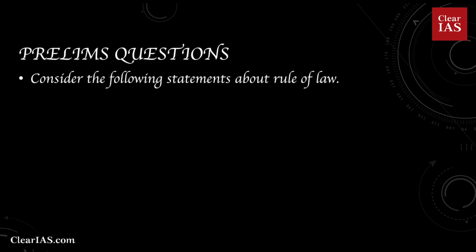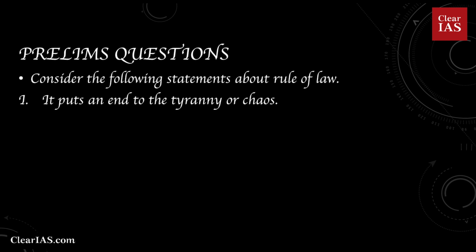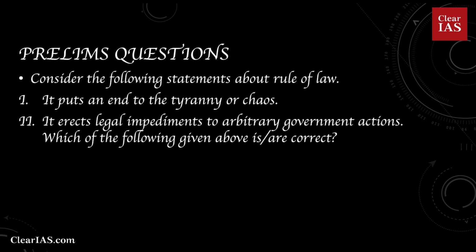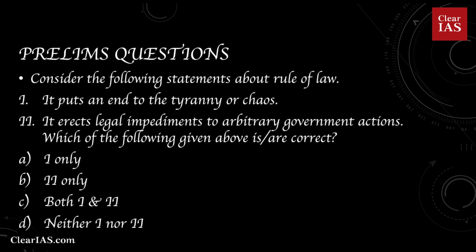Question number 1. Consider the following statements about rule of law. 1. It puts an end to the tyranny or chaos. 2. It erects legal impediments to arbitrary government actions. Which of the following given above is or are correct? Option A, 1 only. Option B, 2 only. C, both 1 and 2. And D, neither 1 nor 2.